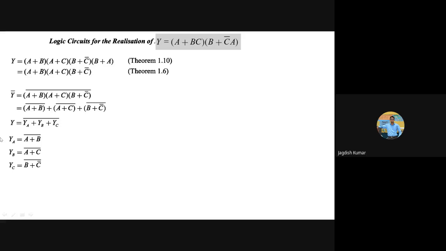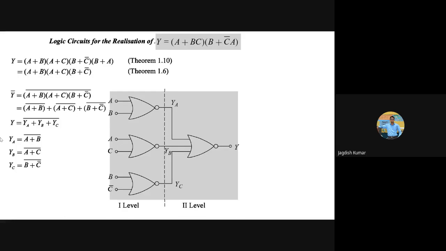Now this form leads you to a NOR gate based implementation of the same circuit. Can you see the circuit? Can you draw the circuit? This would look like this. I hope you can see how the product of sums form can be used to obtain the NOR equivalent of any Boolean expression.